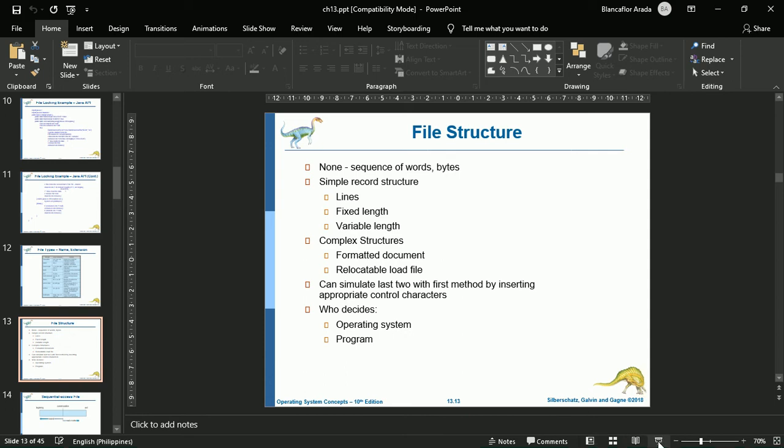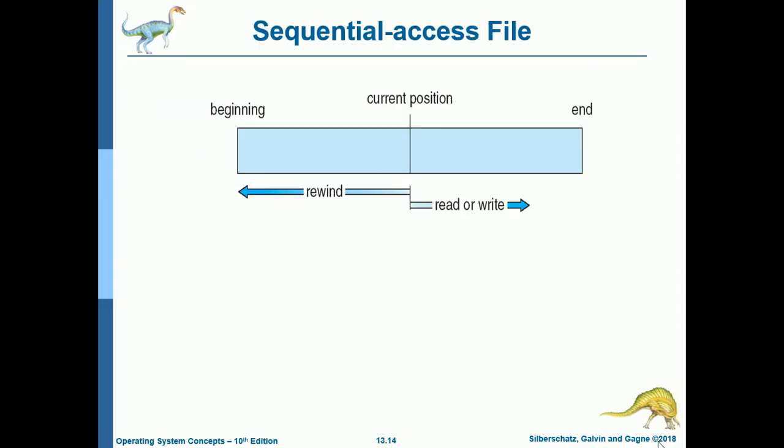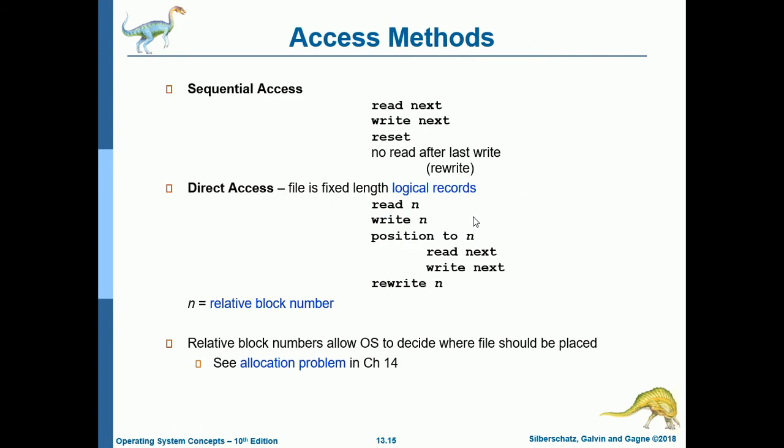Okay, let's continue. Next we have the sequential access file. For sequential access, imagine it as a tape drive. You're already in this position, so you can rewind, go back, and go to the end, either read or write. For access methods in a file system, we have sequential access. These are the typical commands: read next, write next, reset, and no read after last write or rewrite.